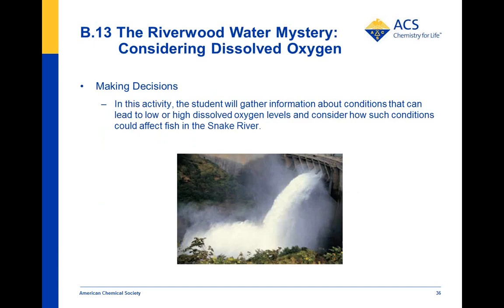So now we're going to look at the amounts of dissolved oxygen, and this is an opportunity for students to do a little bit of research. What are some scenarios not related to temperature that could lead to high or low dissolved oxygen? And based on that, what's more likely to happen? Are we going to have low or high dissolved oxygen?